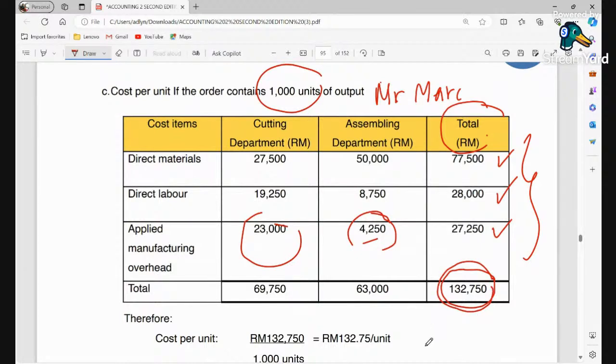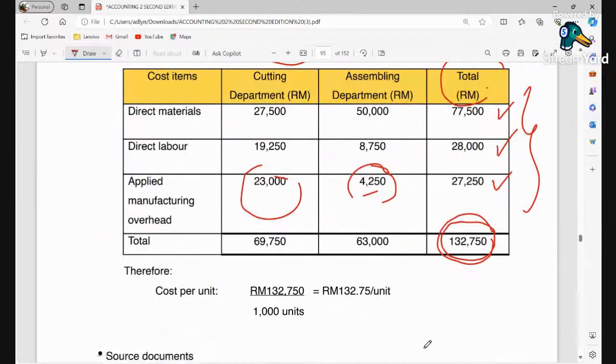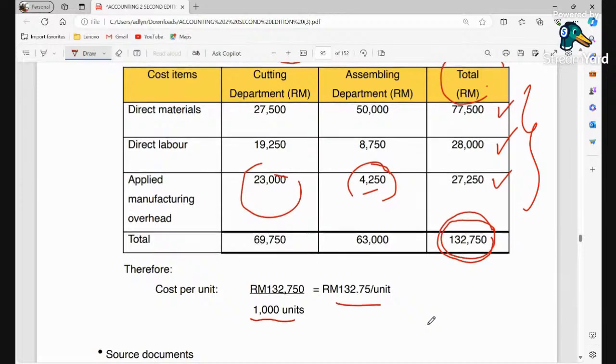Okay, how many units did we produce? 1,000, right? Okay, so nak dapatkan cost per unit, I just bahagi sajalah. Alright, so kita akan dapat cost untuk keluarkan satu unit barang yang diorder oleh Mr. Mark is 132,075 cents. Okay, you put your answers to 2 decimal places. Alright, so ini untuk question example 2.